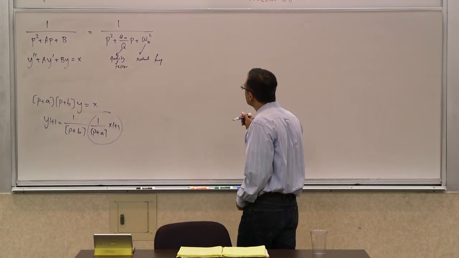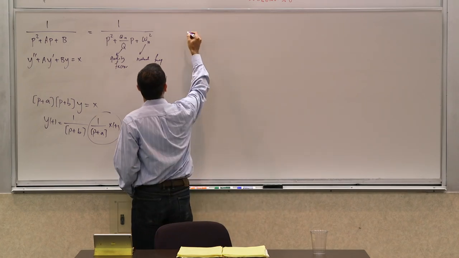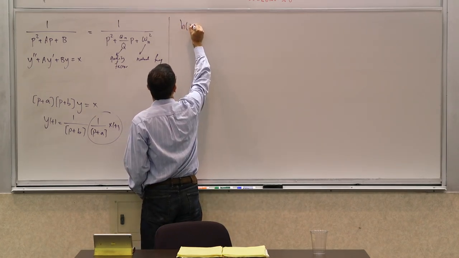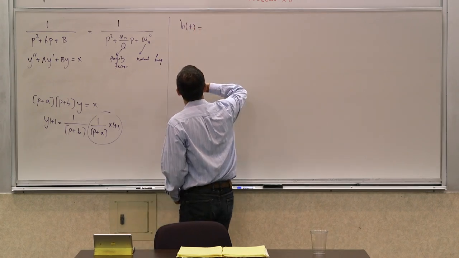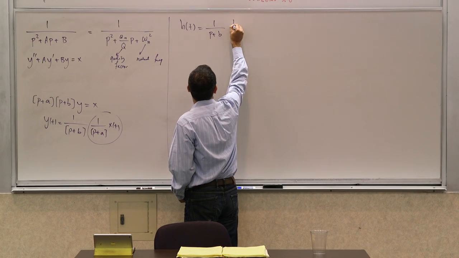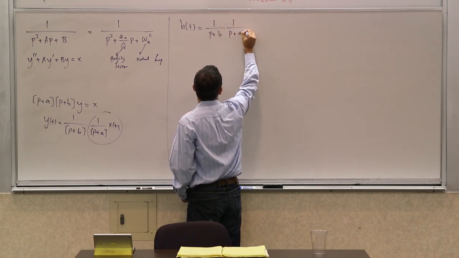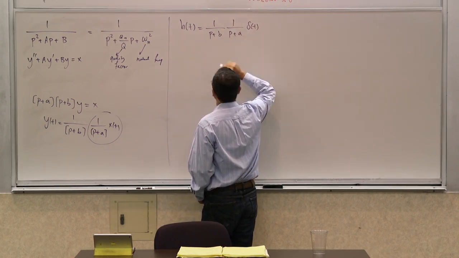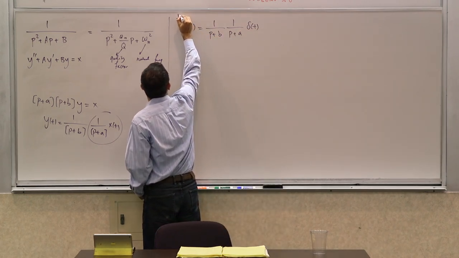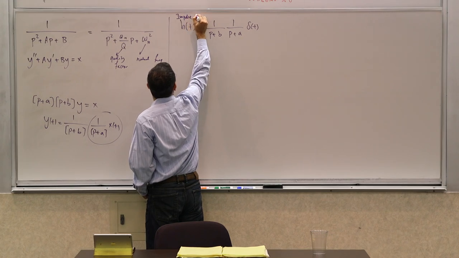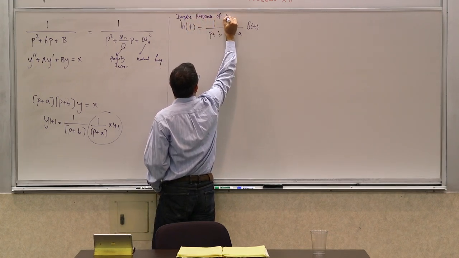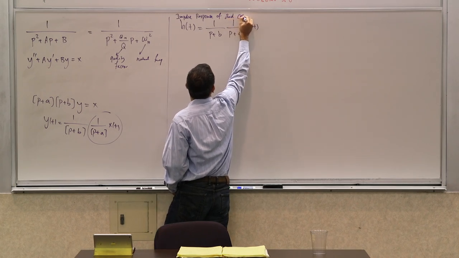So the first thing we are going to do, what is that? The impulse response, h of t, is going to be 1 over p plus b, 1 over p plus a of the delta of t. That's the input x of t, right? So this is the impulse response of a second order system.